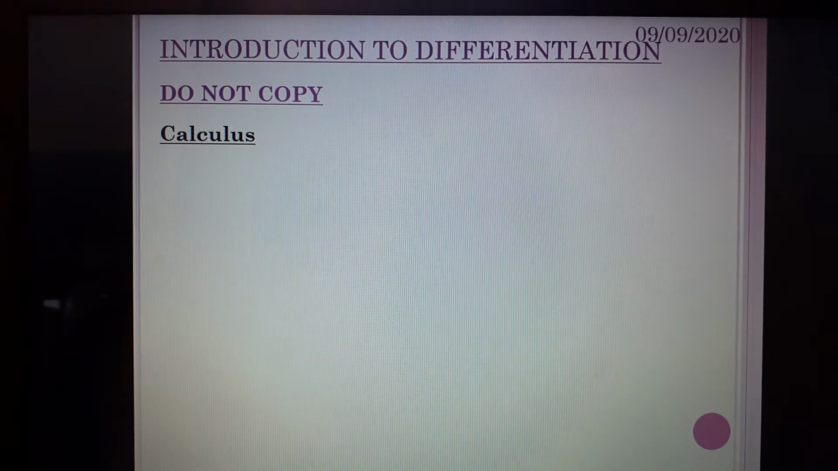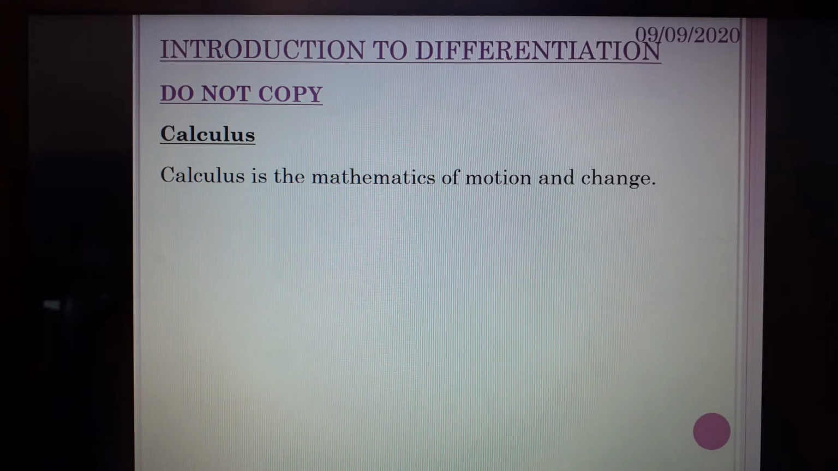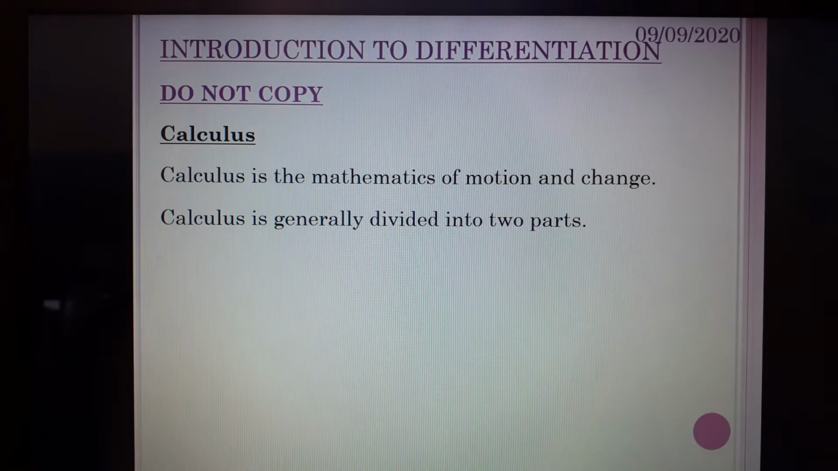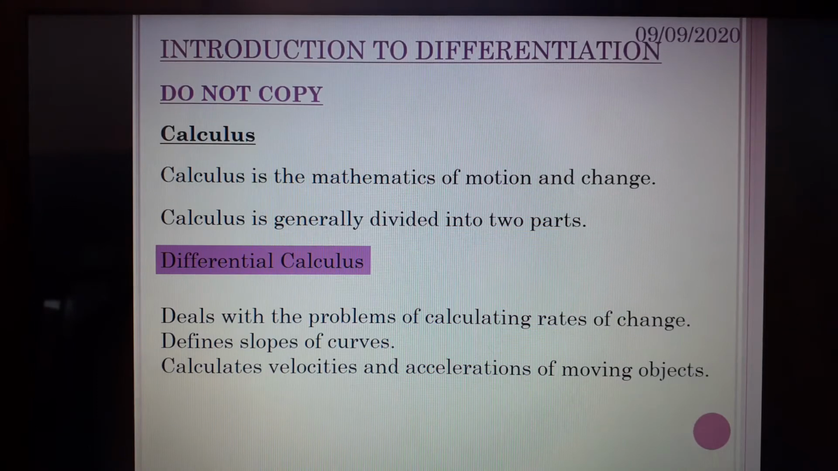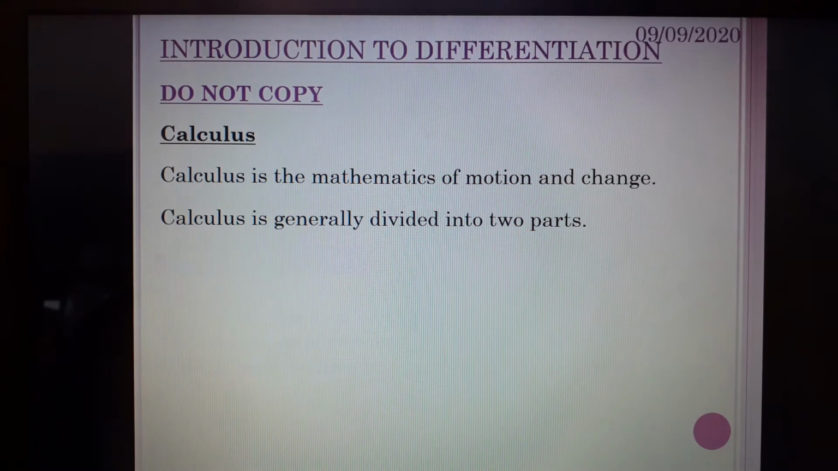Okay, as I said, differentiation is a branch of calculus, and calculus is the mathematics of motion and change, generally divided into two parts. We're looking at differential calculus, that's what we call differentiation in this part of the topic. And that's the part of the topic that deals with calculating rates of change, defining slopes of curves, and calculating velocities and acceleration of moving objects, etc.